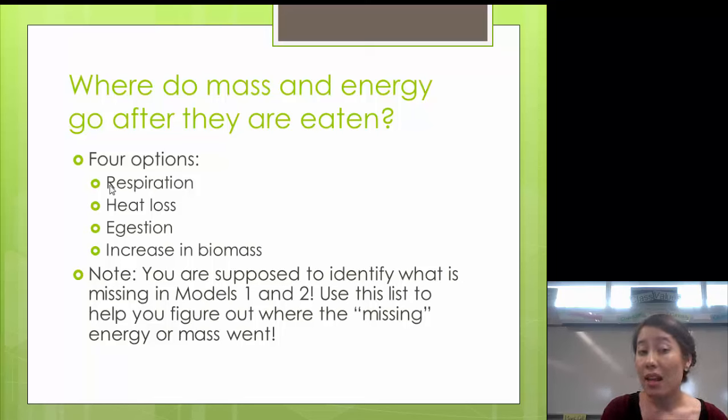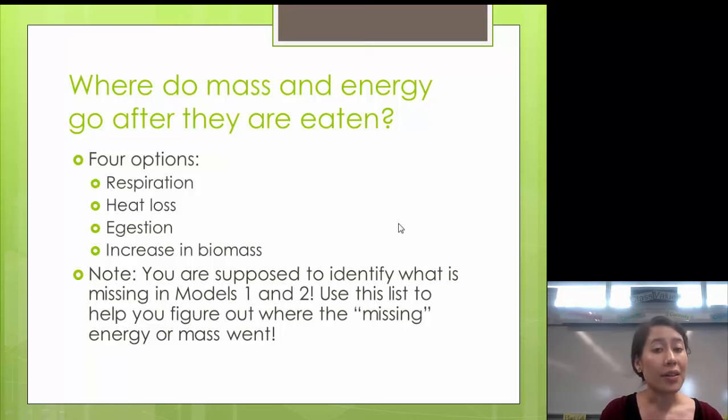So I want to emphasize, some of these processes are really useful for the body. Respiration is useful for the body, gives us ATP. Increasing in biomass is useful for the body. It helps us grow. Heat loss and egestion, not as useful, but they're things that happen along the way as we digest our food and as our body functions.